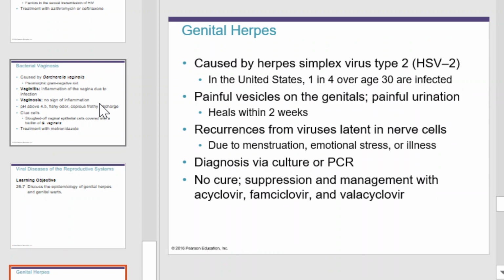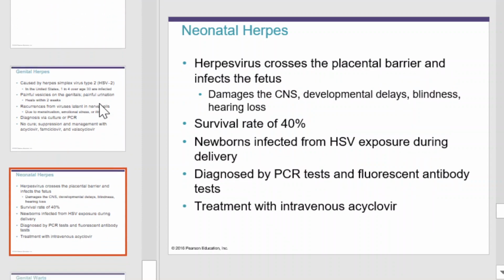Genital herpes. Herpes is caused by herpes simplex virus 2, HSV-2, and in the United States, 1 in 4 over the age of 30 are infected. This causes painful vesicles on the genitals, painful urination, but can heal on its own within 2 weeks. Recurrences from the virus's latent period in nerve cells are common. Recurrences can occur during menstruation, emotional stress, or illness. It can be diagnosed via culture or PCR. There is no cure, but suppression and management using acyclovir are common.